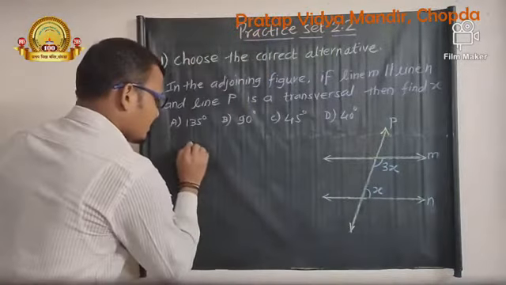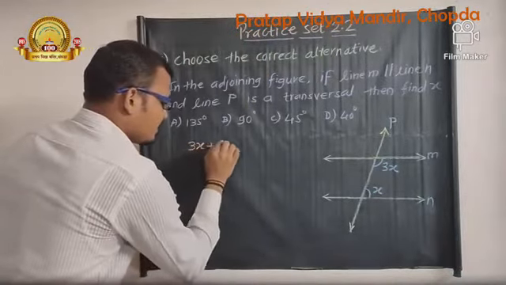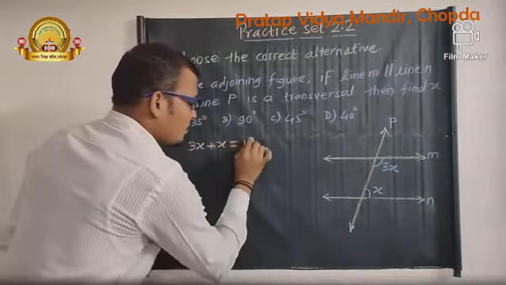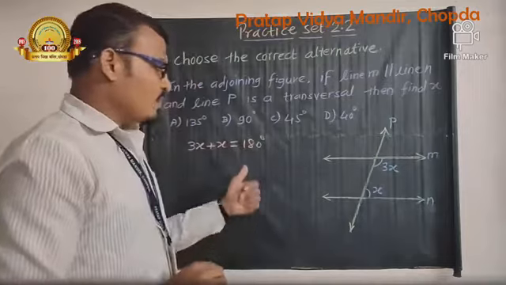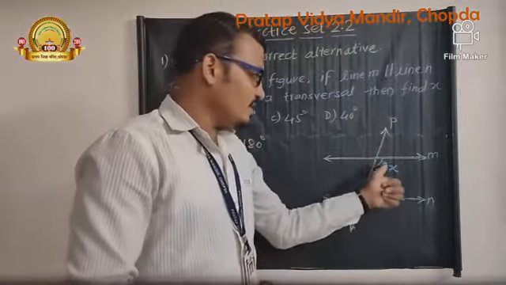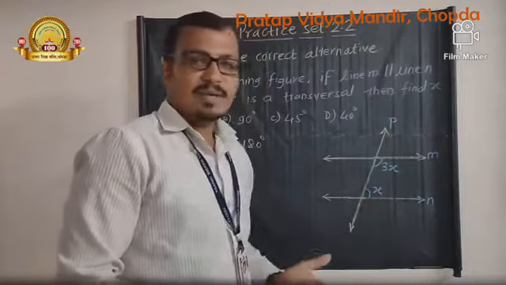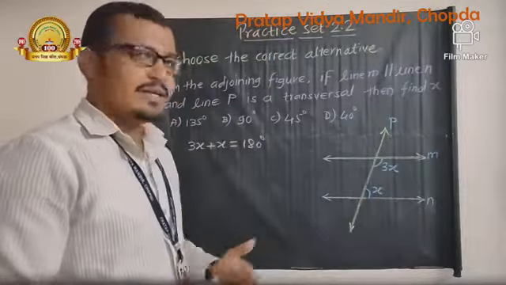Hence, 3x plus x is equal to 180 degrees. Why 180 degrees? Because these two angles are supplementary angles, and supplementary angles have a measure of 180 degrees.